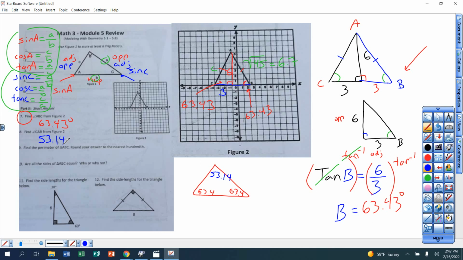Yeah? Yeah. Sure? I wish my teacher explained it like that. I know, but it helps. It helps get it a different way.